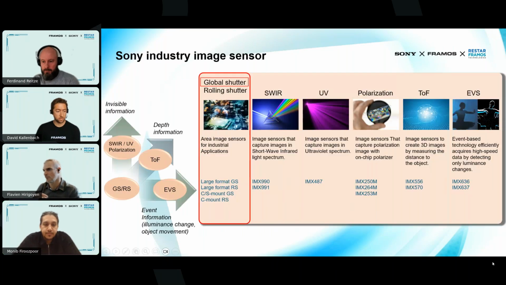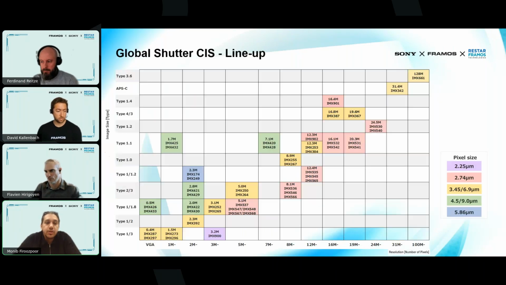Next. Now, let me give you a quick update on the global shutter sensor. Sony also has some large format sensors in the global shutter lineup. As you can see above, APS-C would be IMX661, which is a 128 megapixel image sensor. So next one, please.